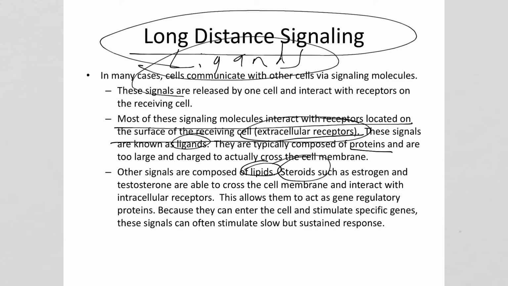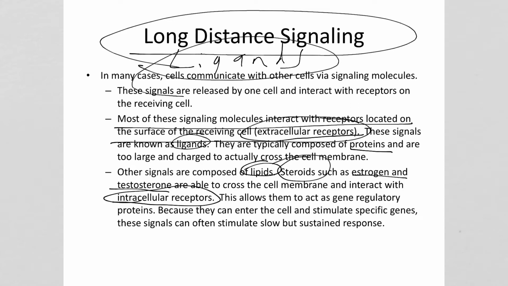Steroids are an example of a type of cell signal composed of a lipid. Estrogen and testosterone are two important types of steroids. Because they have a lipid nature, they can cross through the plasma membrane. They can interact with the receptors that are on the inside of the cell, called intracellular receptors.